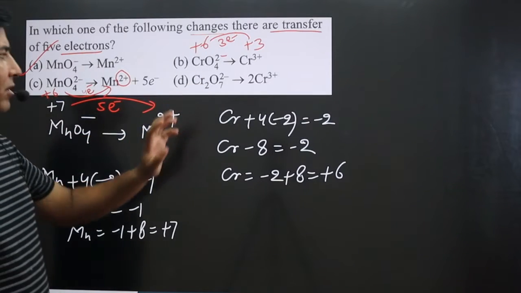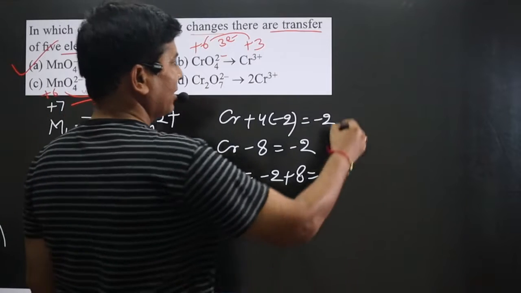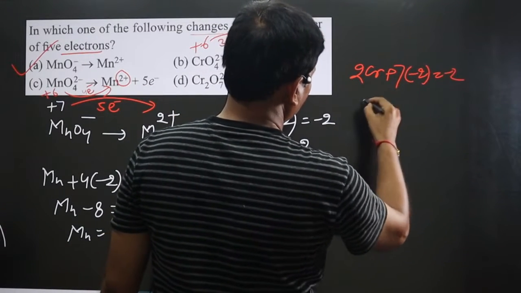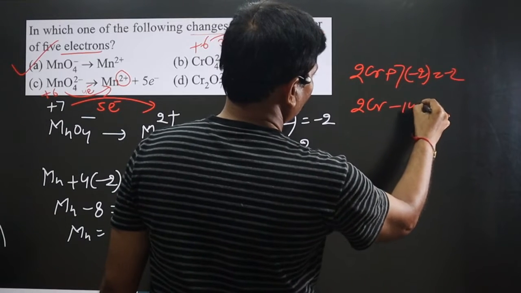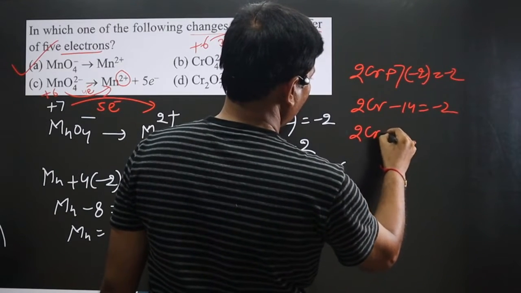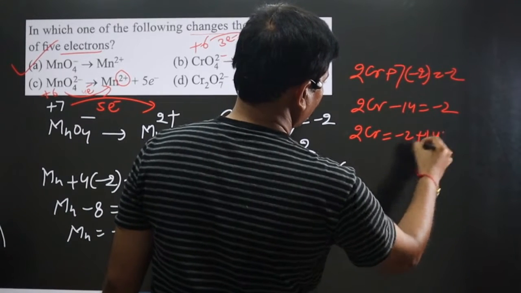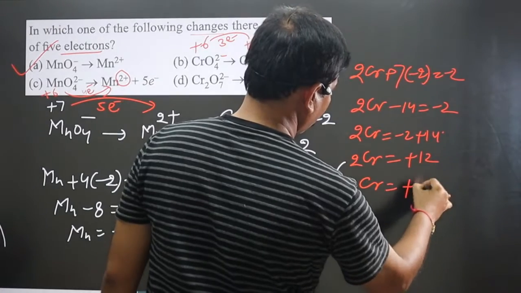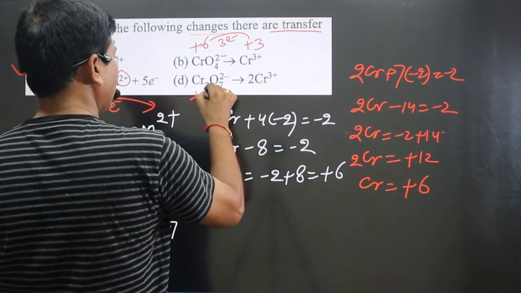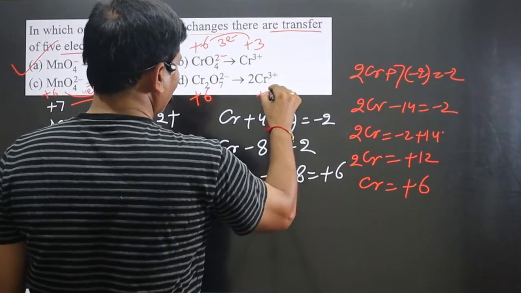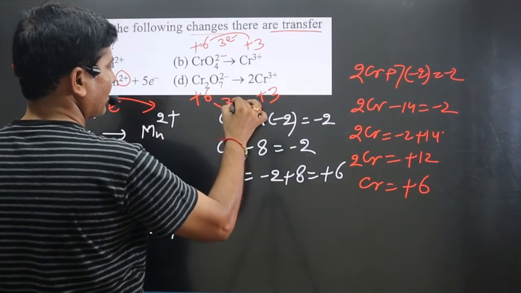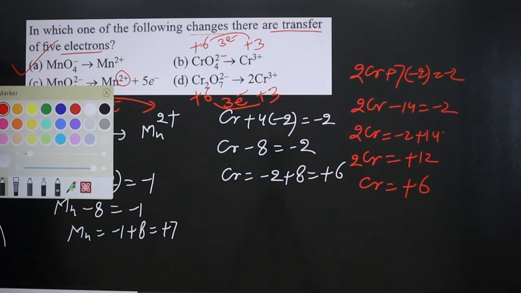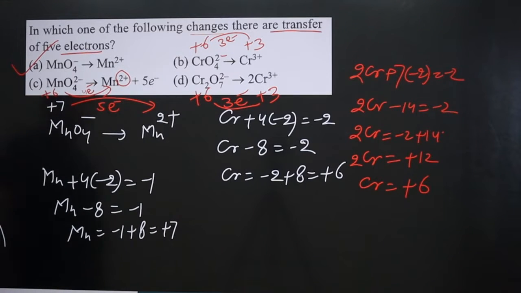If I go for Cr2O7 2 minus, it is 2Cr plus 7 times minus 2 is equal to minus 2. Then 2Cr minus 14 is equal to minus 2. Then 2Cr is equal to minus 2 plus 14, which gives plus 12. So Cr will give us plus 6 oxidation number. In this case Cr is present in plus 6. On the other side it is present in plus 3. The difference in oxidation numbers is 6 minus 3, which is 3 electrons.